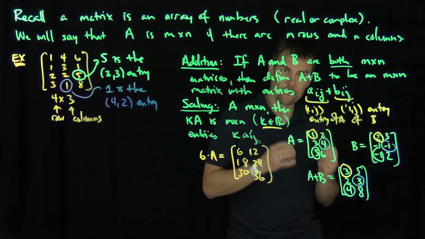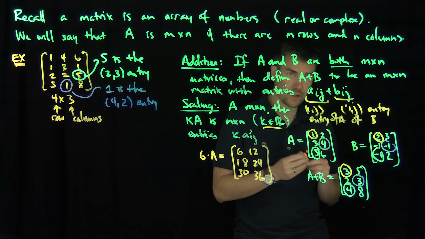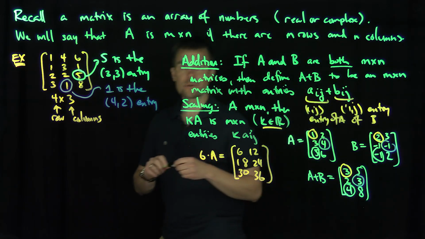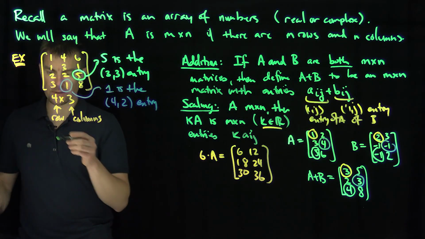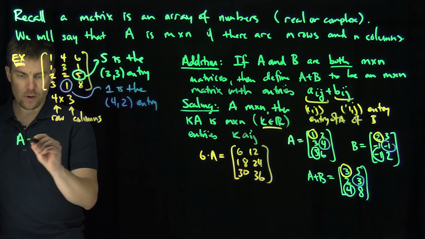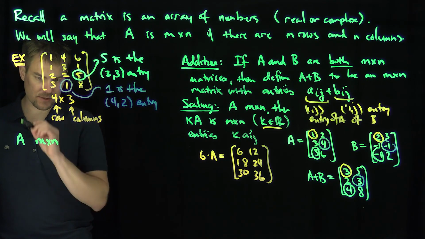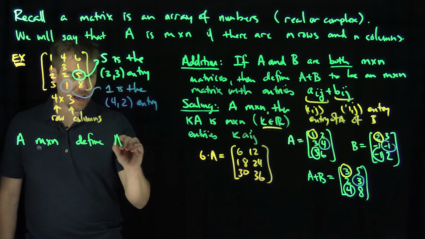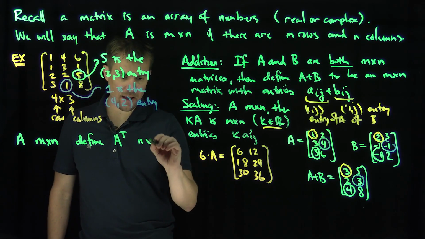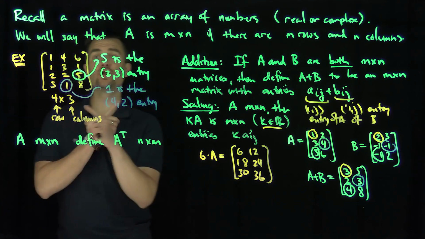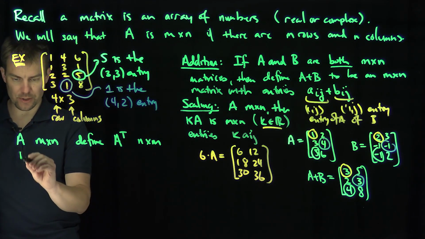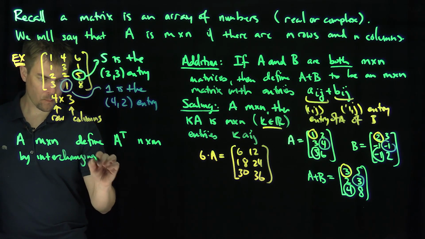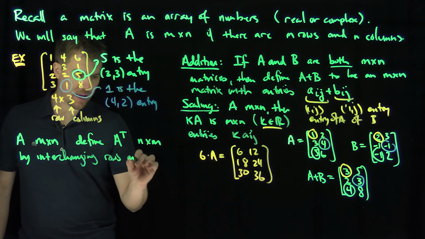Now, those are relatively straightforward. They give me a nice sort of a group structure for this addition between matrices and scaling. It gives me this vector space structure. But now, of course, one of the more interesting ones is this idea of transpose, right? So if I have a matrix A, which is an m by n matrix, then I can define A transpose to be an n by m matrix by interchanging rows and columns.